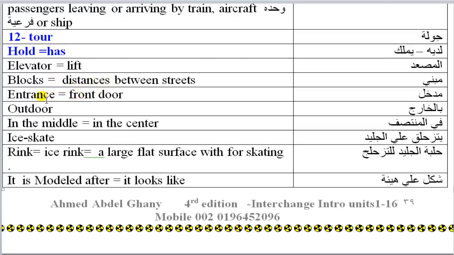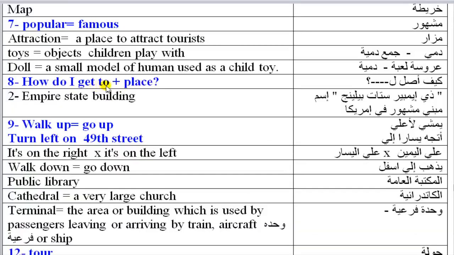Entrance. Entrance, front door. Outdoor. In the middle. In the city to Carrefour. How do I get to the supermarket? Example. Empire State Building. This is a very famous building in the USA. The Empire State Building.